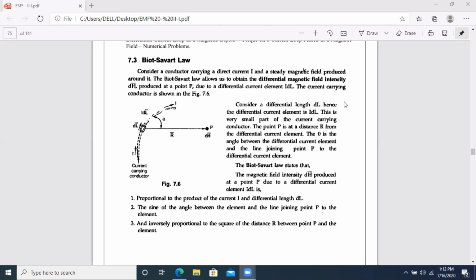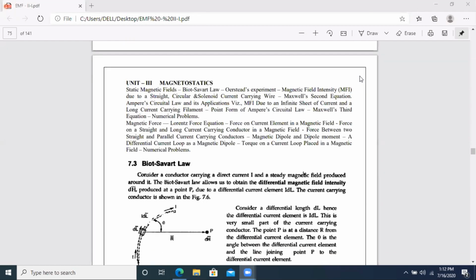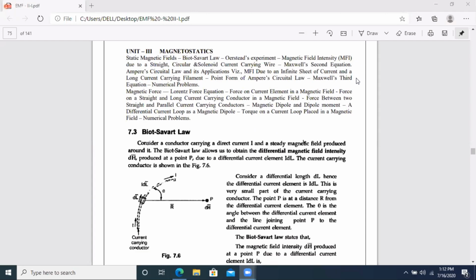All right. I have Coulomb's law in mind as we start magnetostatics. So far we have been studying electrostatics, that is the electric field due to various charges. So we look at point charge, line charge, sheet charge, volume charge, et cetera.